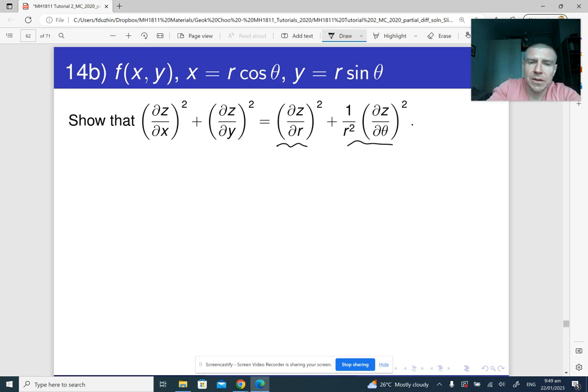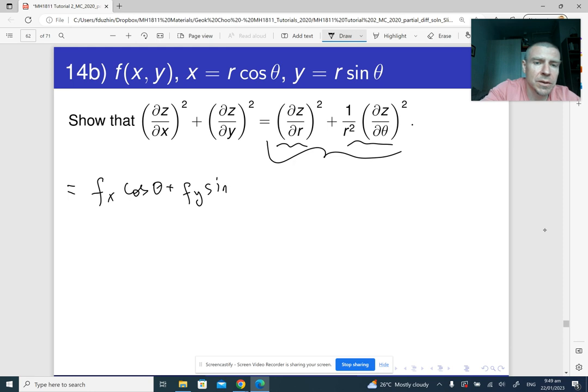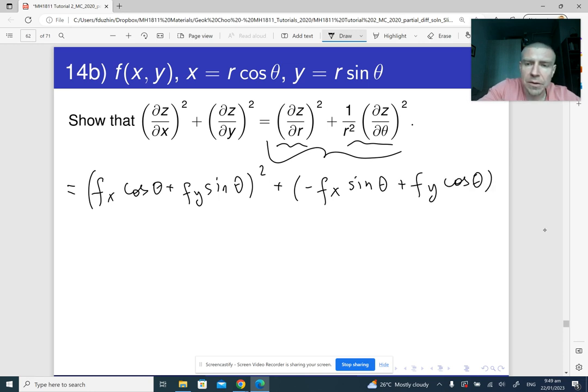So this thing is really, dr is fx cosine theta plus fy sine theta, squared, plus the second term is minus fx sine theta plus fy cosine theta, squared.